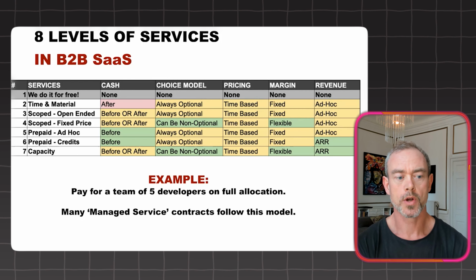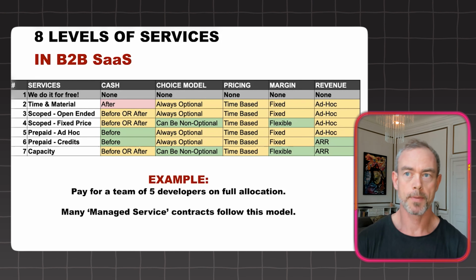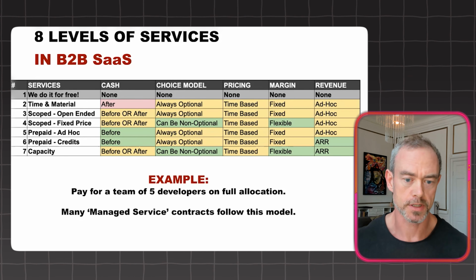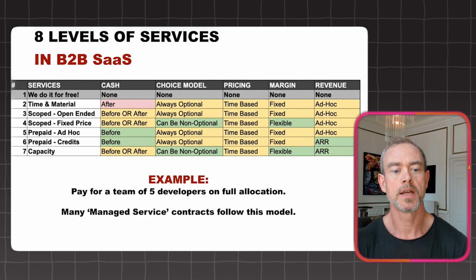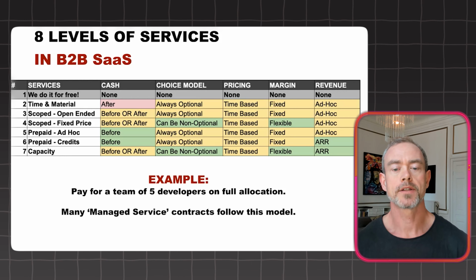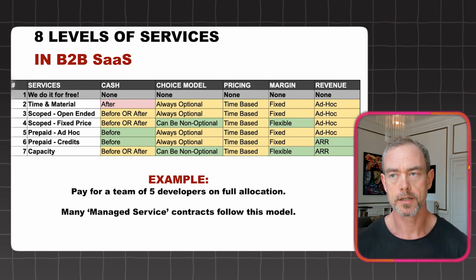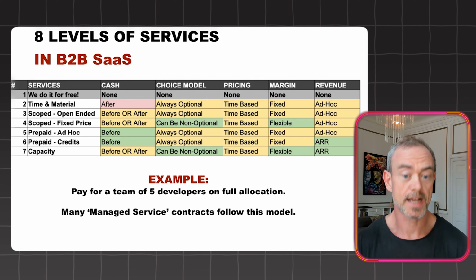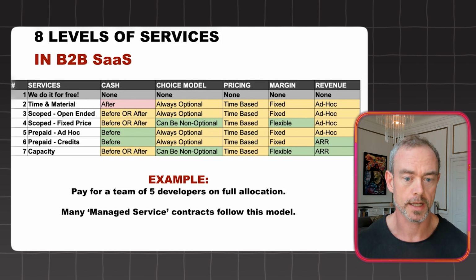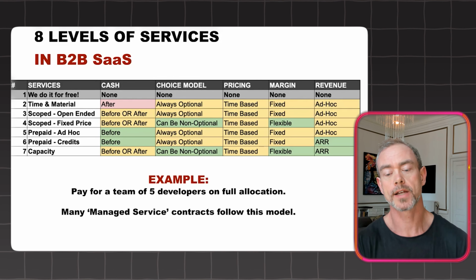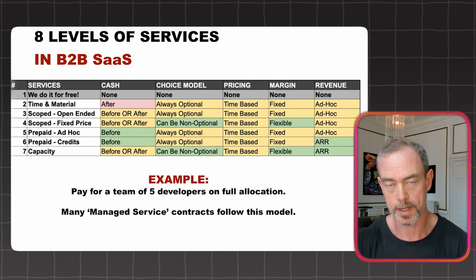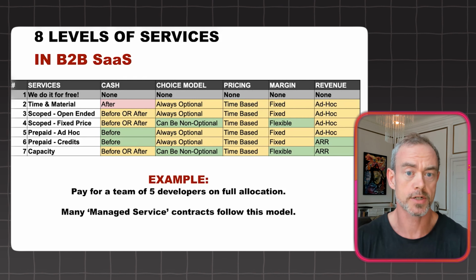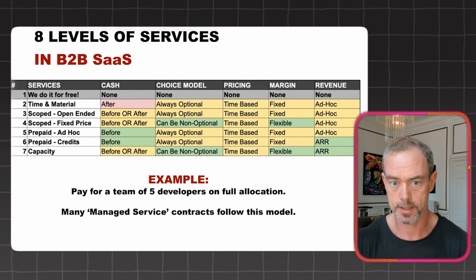7 is capacity. So this is the case where you provide a capacity or resource in terms of people. It could be 5 developers on a team, it could be something else, that are at the 100% disposal of the customer. They then pay for them as if they were working full time on that account, but it is up to that customer to then give them work. So if they have 5 developers and they don't send anything at them, or they don't actually scope their work, they will just sit there.